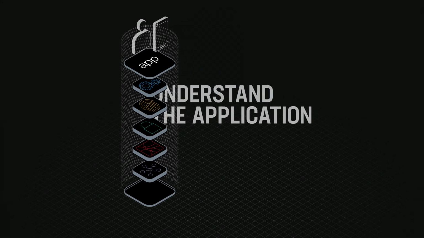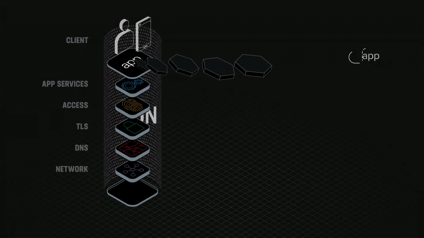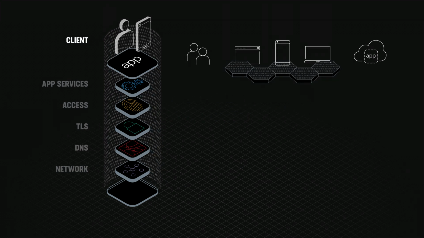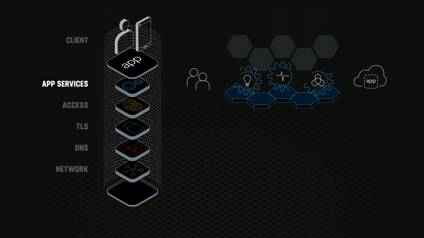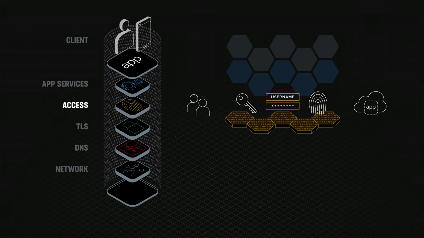Start by simplifying. Let's look at the application itself, its components, supporting infrastructure, and where it's vulnerable to attack. The clients tier is where user interaction happens. The services tier is where code runs and data processing occurs. In the access tier, we find authentication and authorization for web, mobile, and API clients.